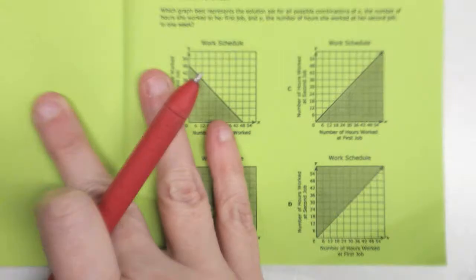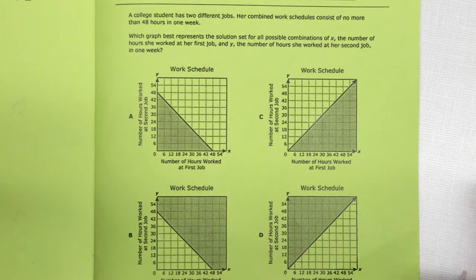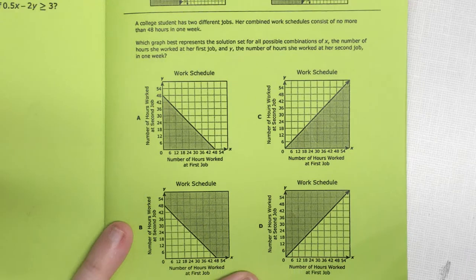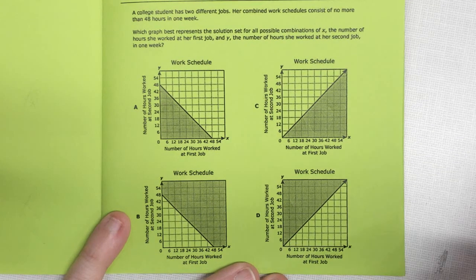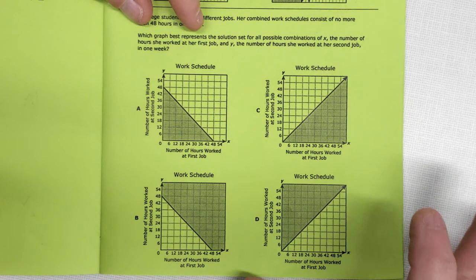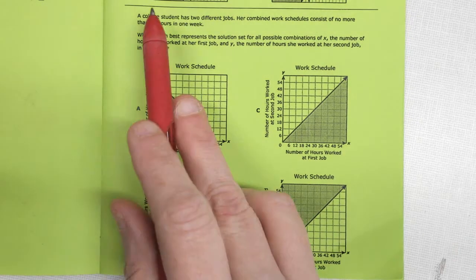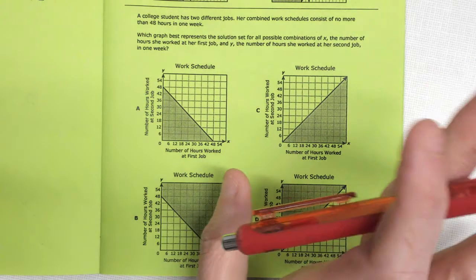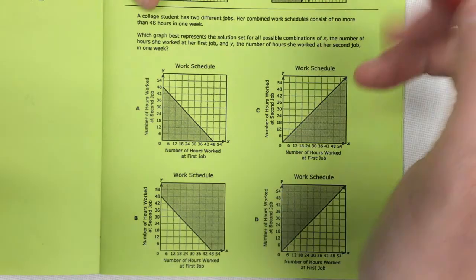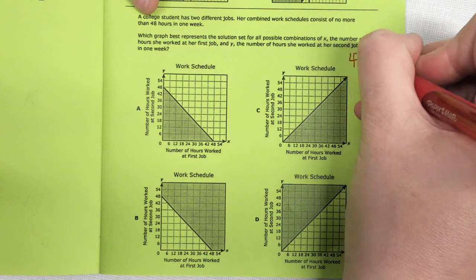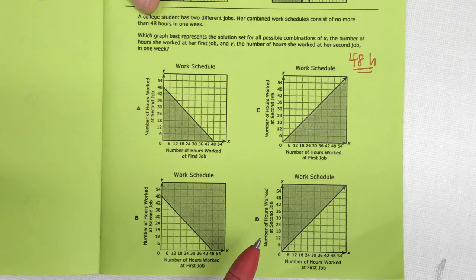That's all. Okay, well, there's actually one more question. Let's talk about this one. We've skipped over this question a couple of times, so we'll talk it out. This one is actually a really good example of where you can pick your own test points that make sense for the situation, but you've got to read it carefully. It says a college student has 2 different jobs. Her combined work schedules consist of no more than 48 hours in 1 week. So she has to work 48 hours at the max. That's the max she can work.